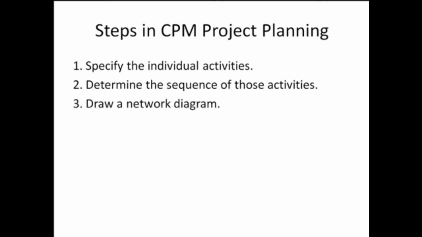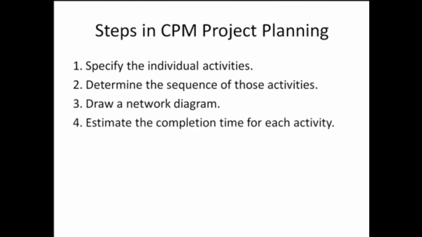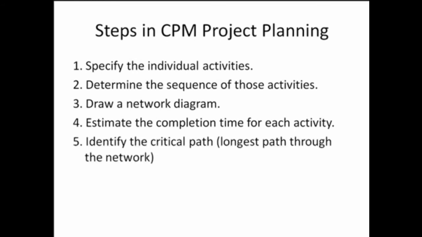Draw a network diagram. Once the activities and their sequencing have been defined, the critical path method diagram can now be drawn. You now estimate the completion time for each activity. The time required to complete each activity can be estimated using past experience or the estimates of knowledgeable persons. The critical path method is a deterministic model that does not take into account variation in completion time, so only one number is used for an activity's estimate. And now you identify the critical path, which is the longest path through the network.